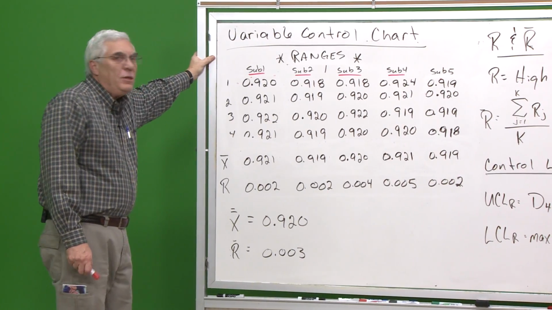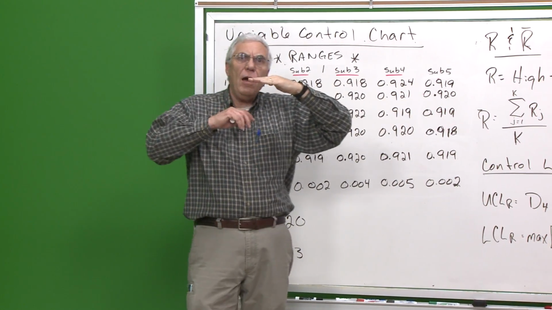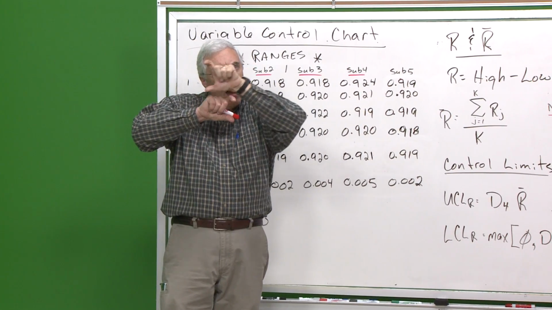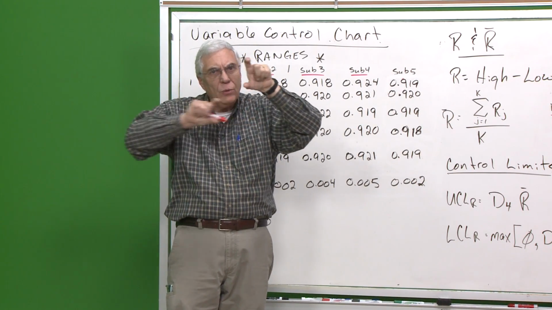Now we're going to look at the ranges portion of the chart. Remember, X bar and R, two charts in one. The top chart shows the averages. The bottom chart, which sits right below it, shows the ranges.